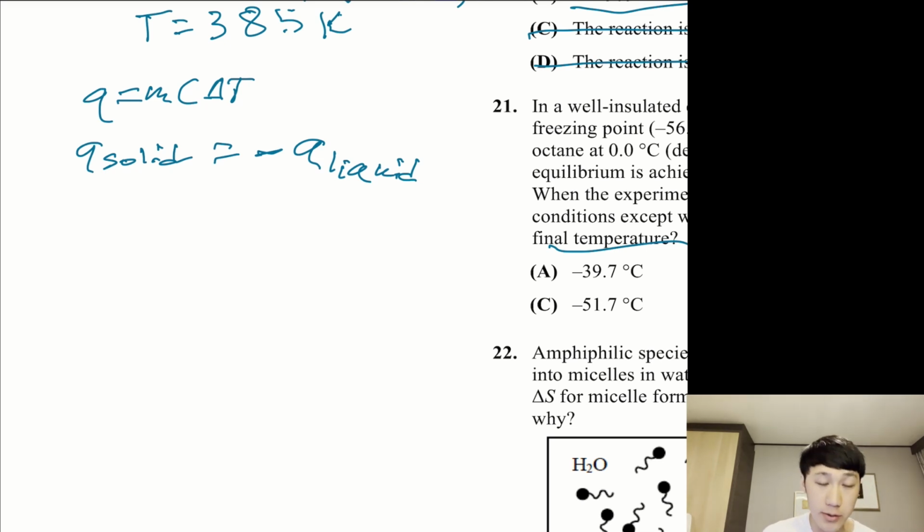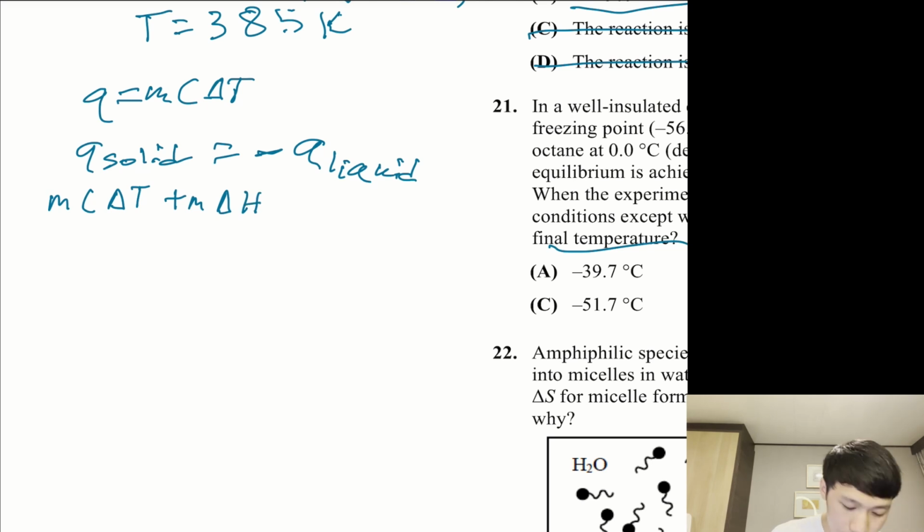Then we can plug into our Q equals MCΔT. The solid is going to have some mass times the heat capacity of the liquid octane, because the solid will become a liquid, times the change in temperature. But it's going to take energy to change the solid to a liquid. So that's going to be plus the mass times delta H, the delta H of melting the compound.